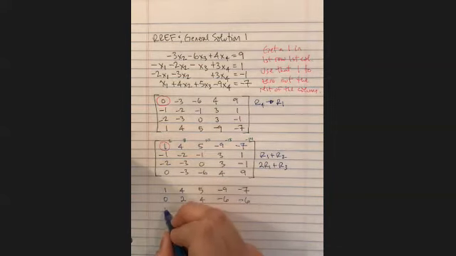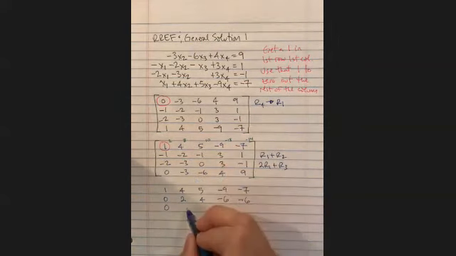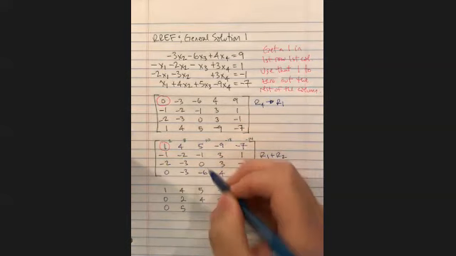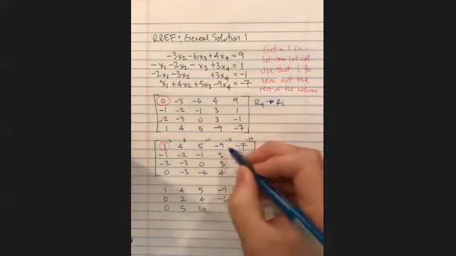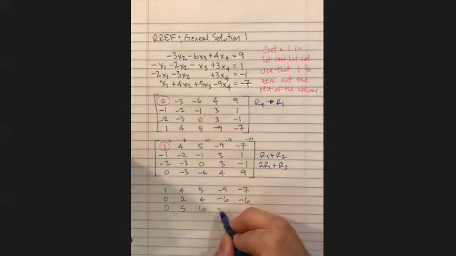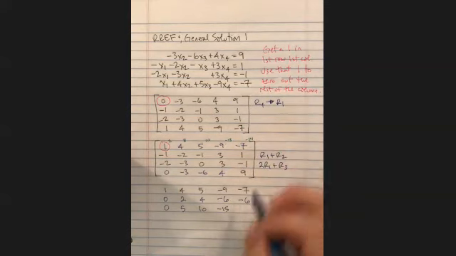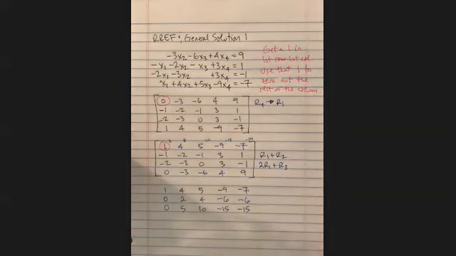So 2 minus 2 is 0. 8 minus 3 is 5. 10 plus 0 is 10. -18 plus 3 is -15. -14 minus 1 is -15. And then the last row, I can leave the same: 0, -3, -6, 4, 9.